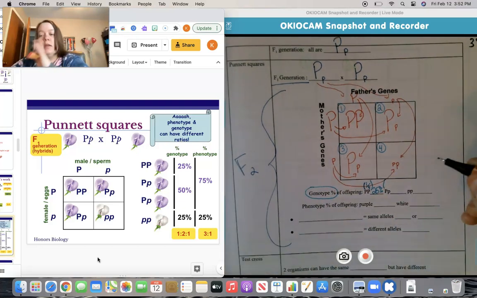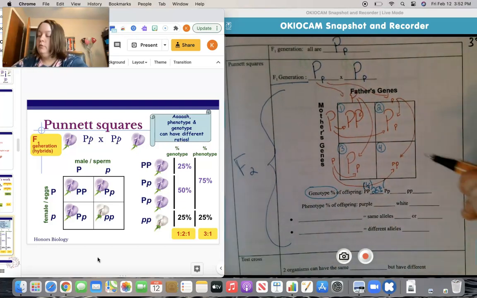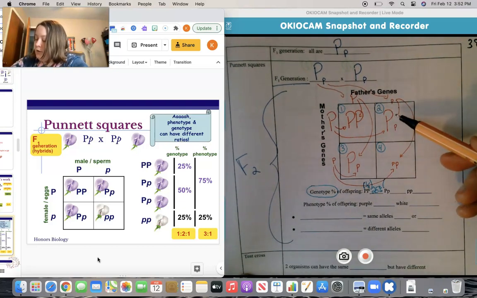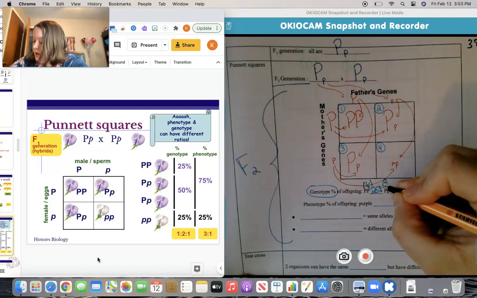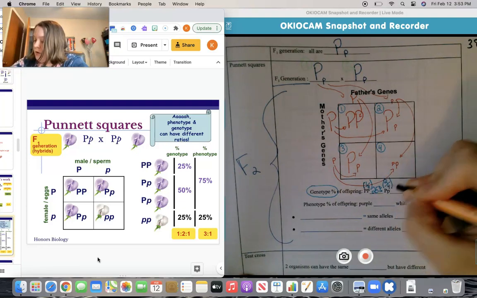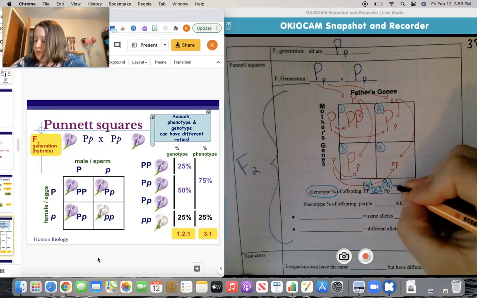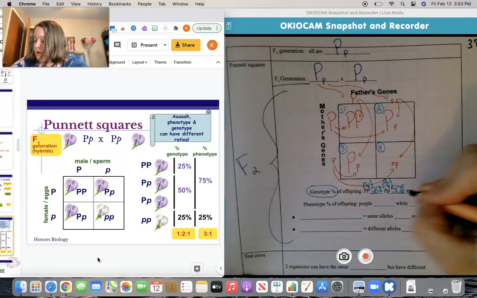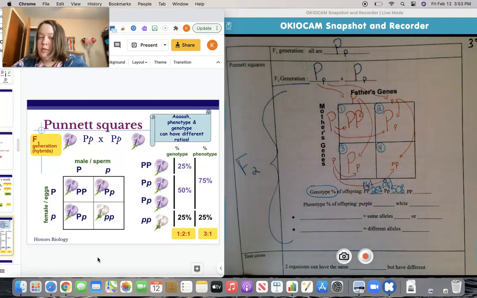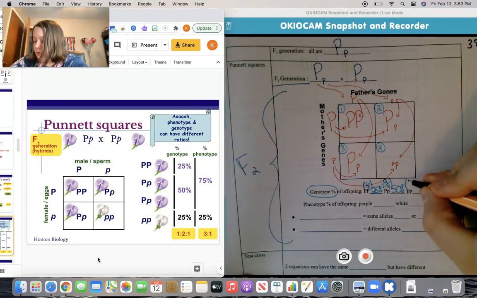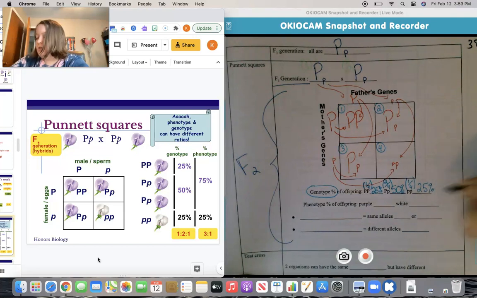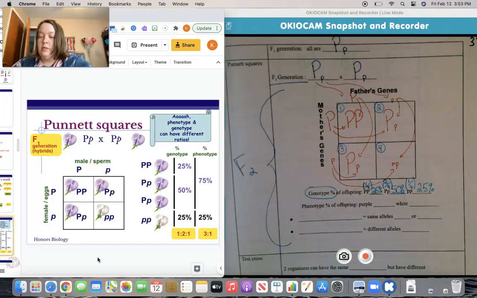All right. Next, how many big P, little p's do we have? Offspring 2 and 3, those are both big P, little p. So there are 2 out of the total 4. 2 out of 4 is 50%. 50% chance that the offspring could be big P, little p. Next, how many little p's? Just offspring 4. 1 out of 4 is 25%. There's a 25% chance that these offspring are going to be little p.